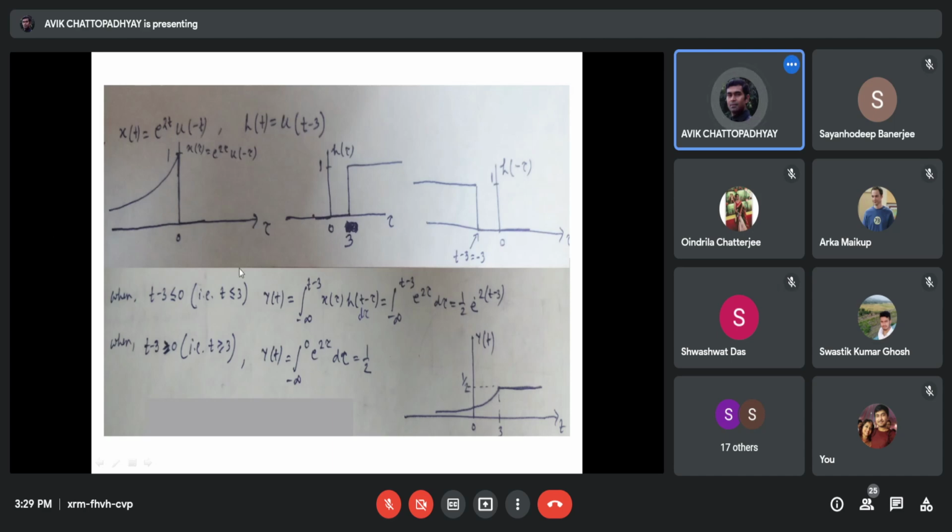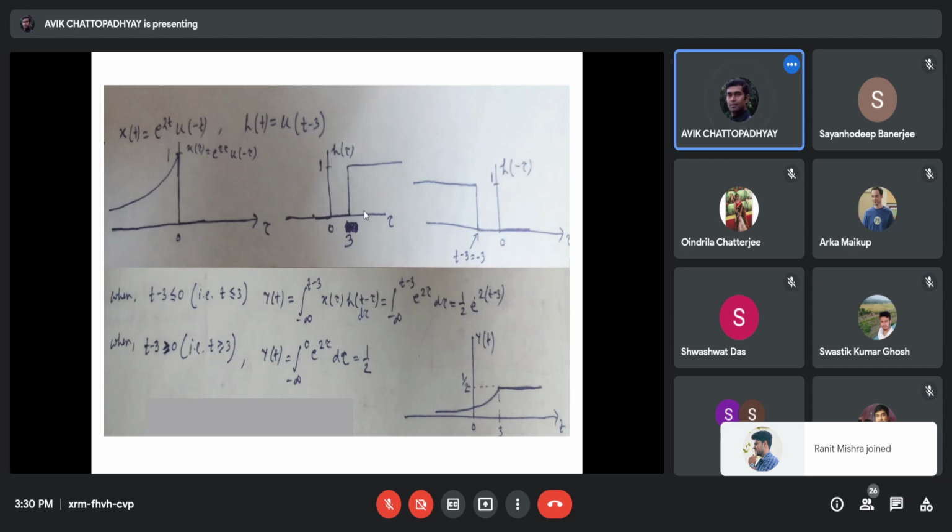And that is why in our previous case the convolved signal was like this, with the point of discontinuity located at t equals 0, but now it is shifted to t equals 3 due to this shifting. You just see the example. This example clearly tells you the property I mentioned just now. If one of the signals is shifted by some amount, the resultant signal will also be shifted by the same amount and in the same direction.